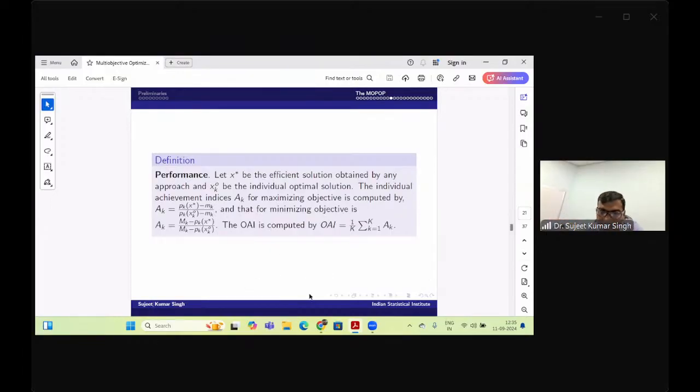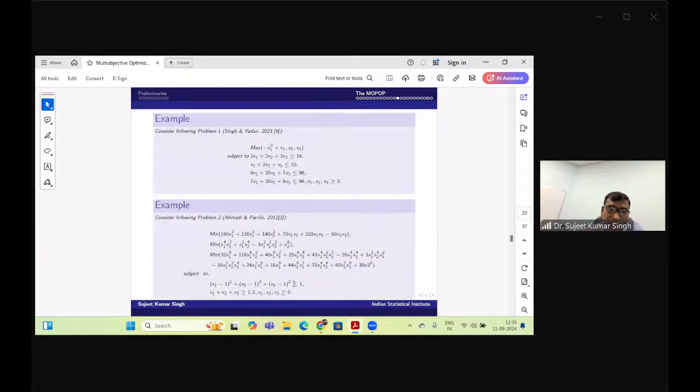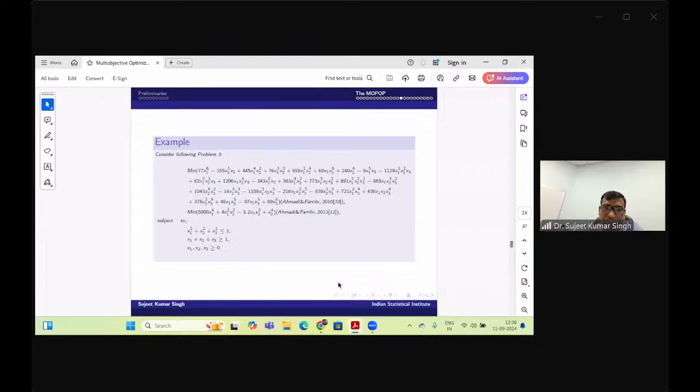We define the performance, and then we have taken some numerical problems. This is the first numerical optimization. This is the second one, a highly nonlinear polynomial optimization problem. Here we have an 8-degree polynomial with 3 variables, which is highly nonlinear, and its convexity is not easily tractable, but it was already shown by Ahmadi and Parrilo that this is a convex polynomial. And this is the third polynomial we have taken. This is again a very highly nonlinear optimization problem.